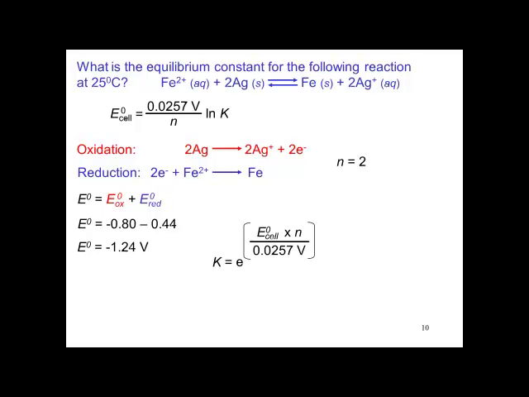If we solve for K, it's e to the E0 times n over 0.0257. Substituting in, K becomes 1.23 times 10 to the minus 42nd power.